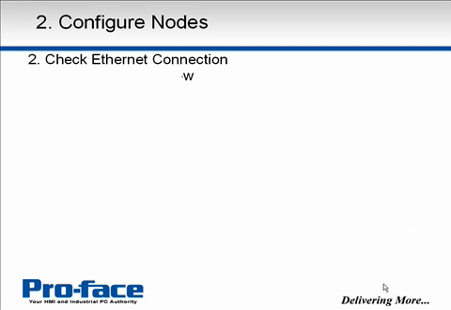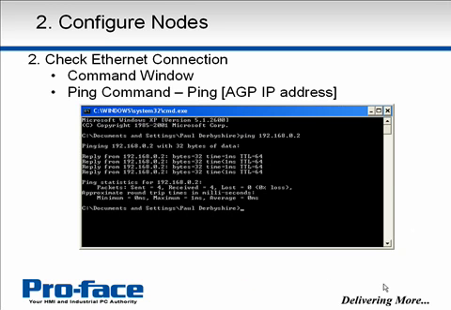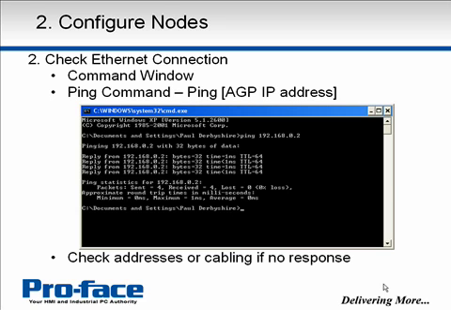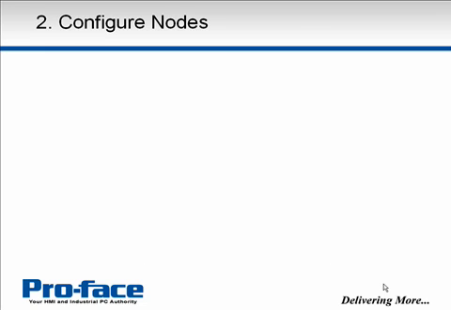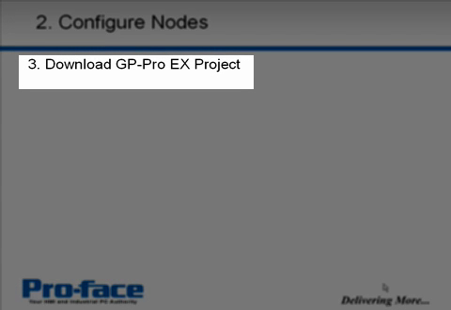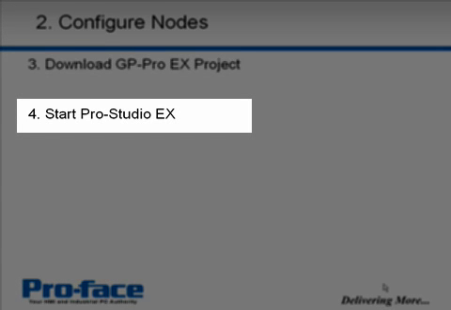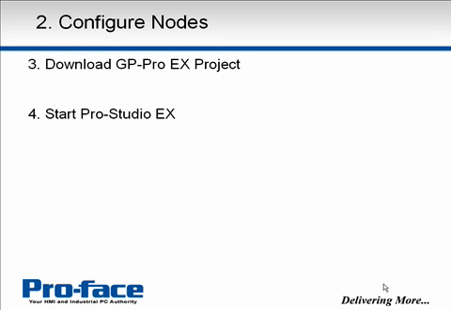You can check the Ethernet connection by using the command window and using a ping command to ping the IP address to see if you have a physical connection to that AGP. If there's no response, check cabling, check your settings, make sure there's no firewalls or anything else in between. Then you download your GPPro EX project, your normal HMI project in the normal way, and you start ProStudio EX. ProStudio being the design portion of ProServer EX.